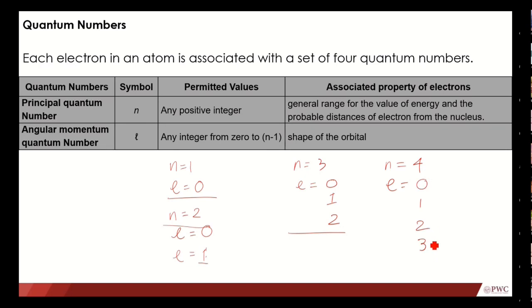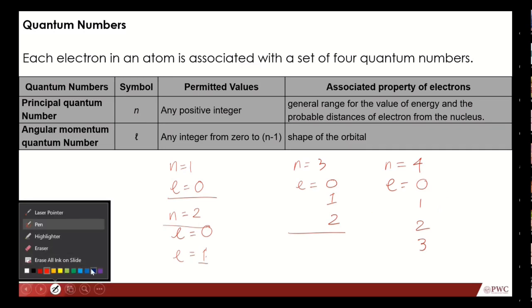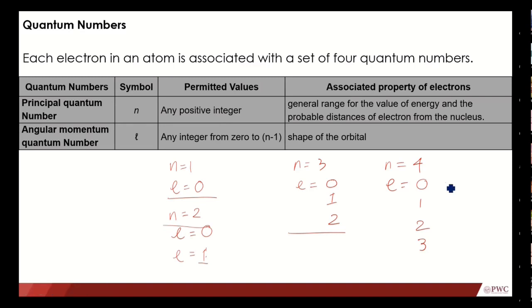Okay, so these are the sublevels. And by the way, we have a nickname for each sublevel. When l is equal to 0, we call that one an s orbital. When l is 1, that is a p orbital. And when l is equal to 2, that's a d orbital. And then when l is equal to 3, that's an f orbital. So these are the four main sublevels. We have the s, p, d, f.